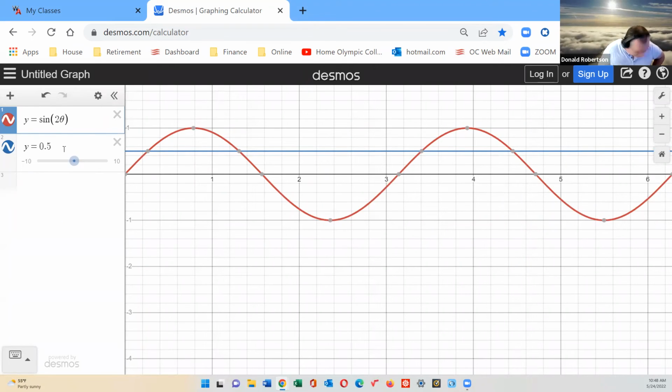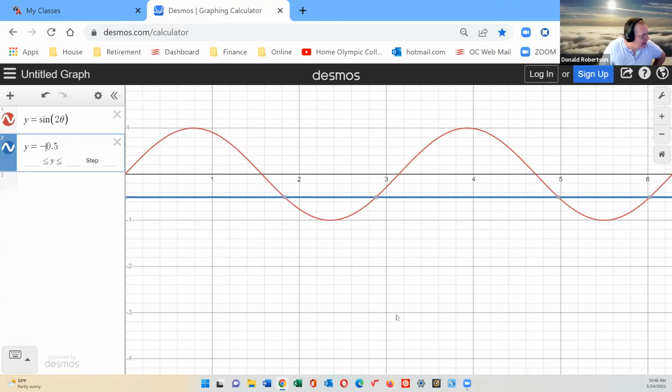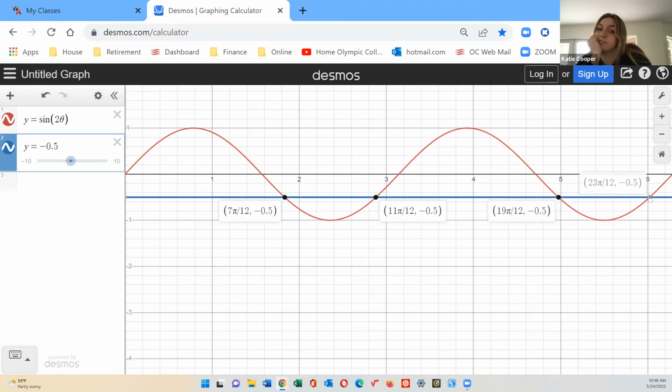And we want this to be equal to -0.5. And I said there were 4 solutions. Would you agree? 1, 2, 3, 4. You agree that Desmos is really good at getting you nice answers. So the solutions we've got are 7/12 pi, and the next one is 11/12 pi. The third one is 19/12 pi, and lastly, 23/12 pi.